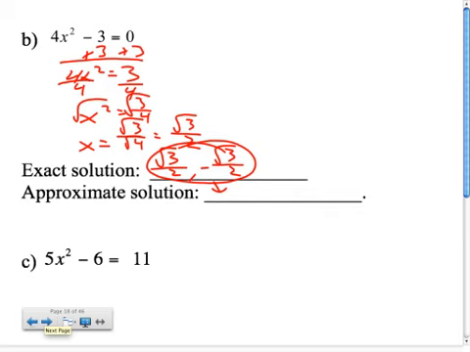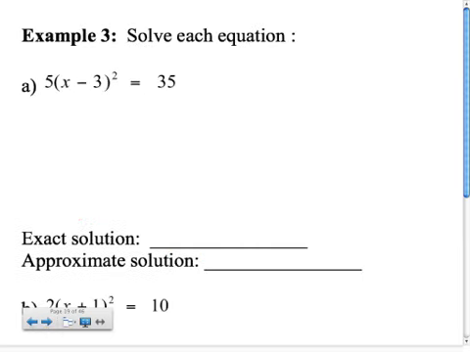All right. The next one there, you can kind of work through on your own. The next couple really, we'll do this one together, part A here, example 3, part A, because it is a little bit more difficult. So the first thing I would do is I would just divide both sides by 5.